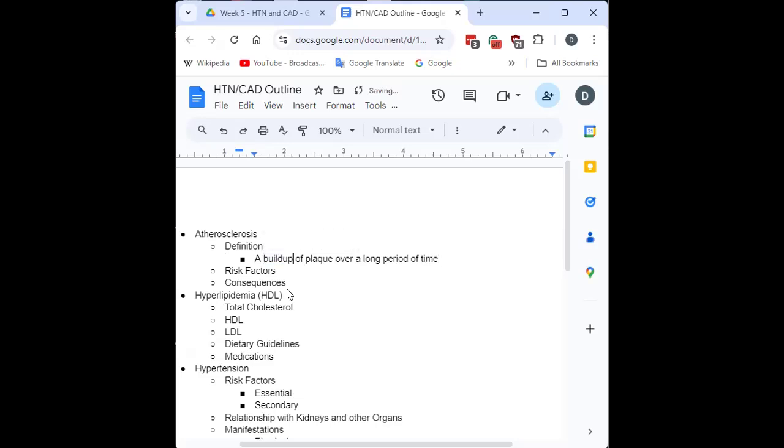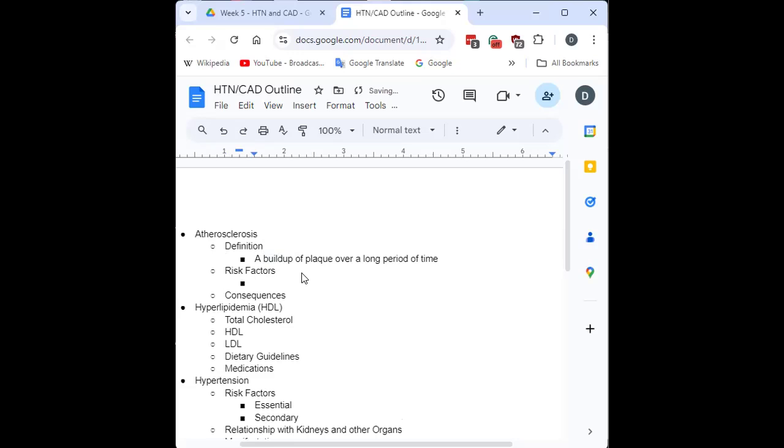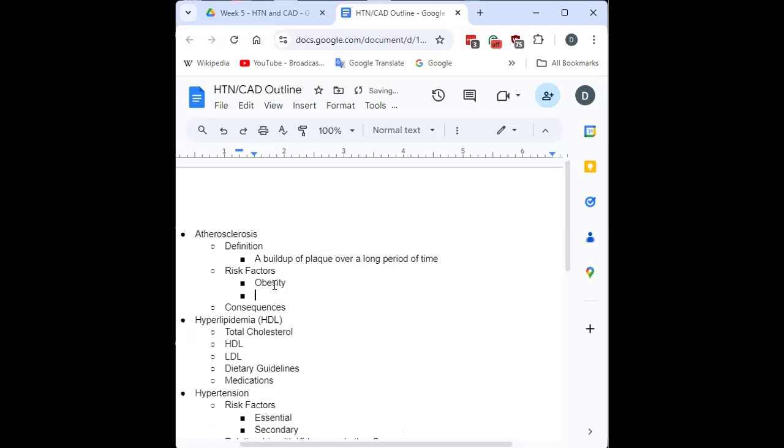And then let's talk about the risk factors. So you kind of have to know what atherosclerosis is and some of the risk factors and the consequences. So what are some risk factors you guys can think of for atherosclerosis? Yeah, fatty diet, so kind of like obesity, poor diet, hyperlipidemia.